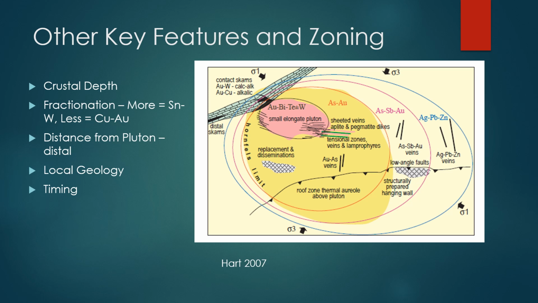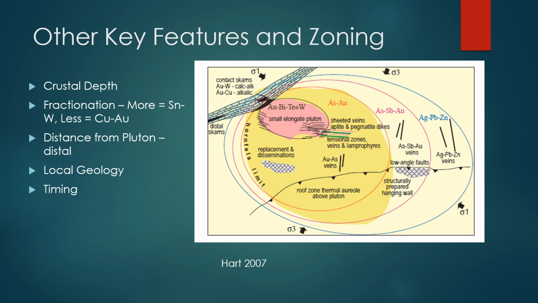And there are a number of other key features that can affect the metal associations in an intrusion-related gold deposit. These are crustal depth, and whether or not the granite is more fractionated. So if we have a more fractionated granite, that is to say it gets more granitic, we have more tin-tungsten associations, whereas if we're less fractionated, more granodioritic, for example, we have more copper-gold associations.